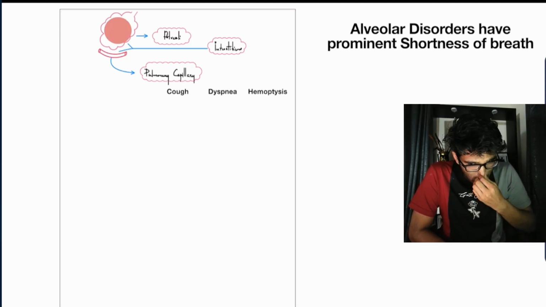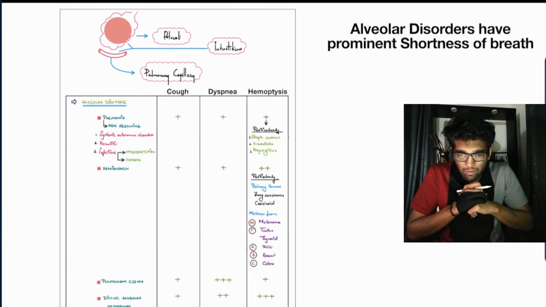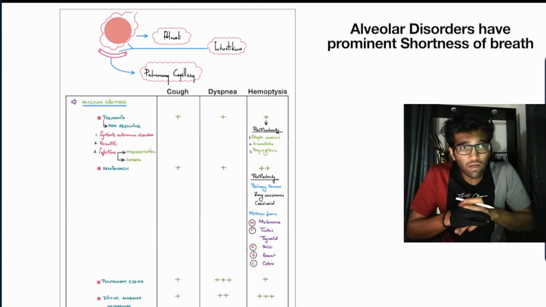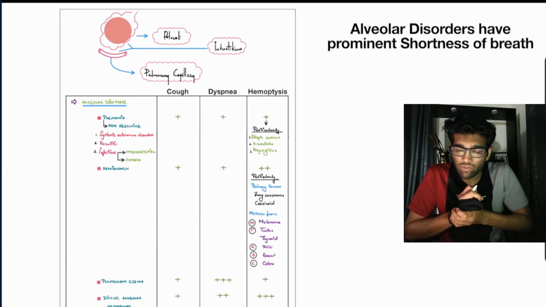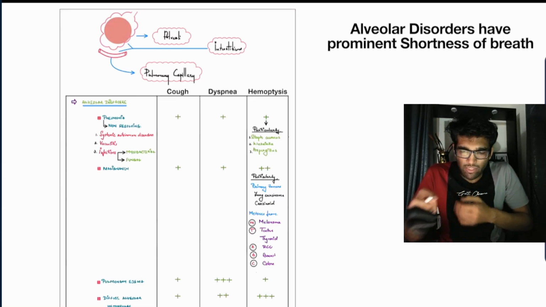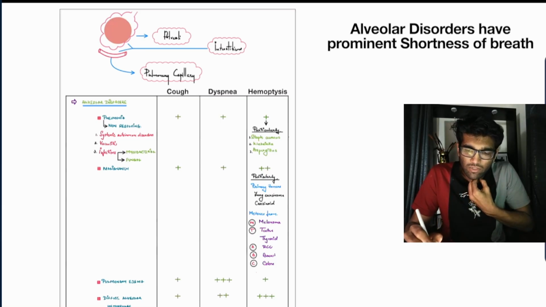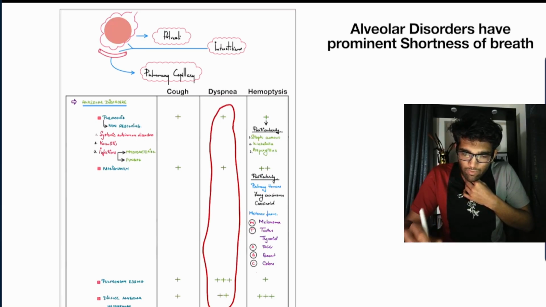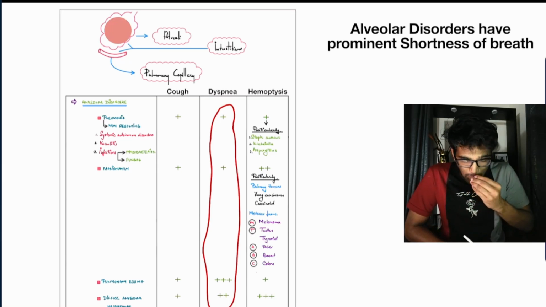Okay, so if I make a similar table of cough, dyspnea, and hemoptysis in patients with alveolar disorders, as you can see, in all of these disorders the main complaint will always be dyspnea. However, depending on the type of pathology, hemoptysis may or may not be there.